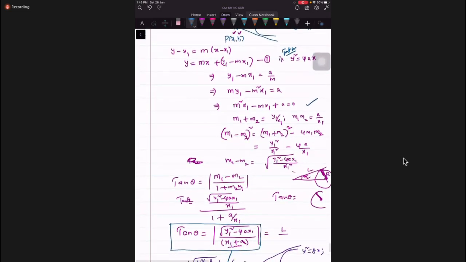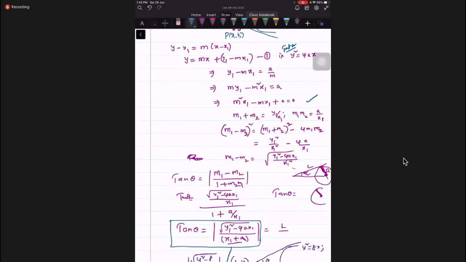You can take the proof also. m1 into m2 equal to -1, no, students? If they are perpendicular, then a by x1 equal to -1, means x1 equal to minus a, no? x1 equal to minus a means x equal to minus a, which is the directrix of the parabola only, right? That comparison, please, all of you take care.